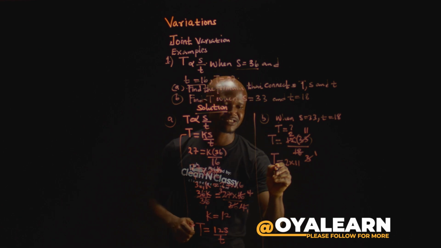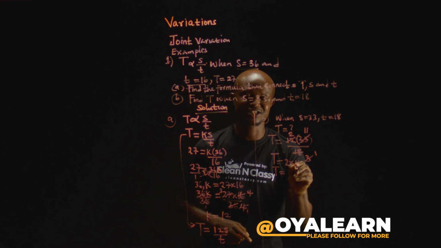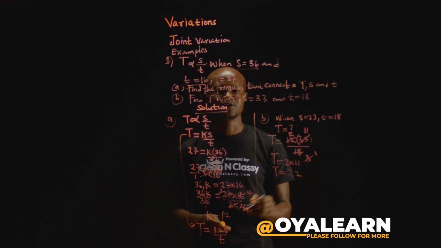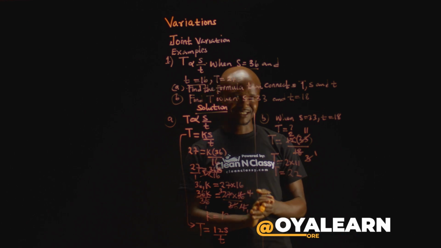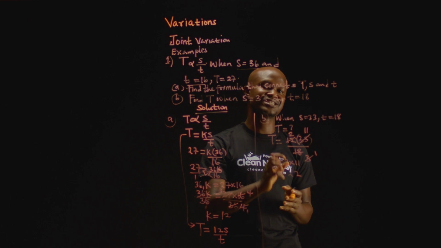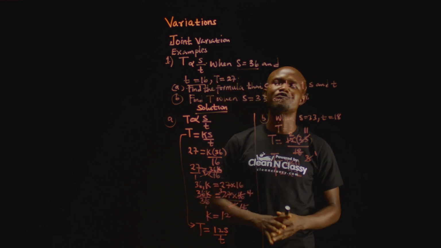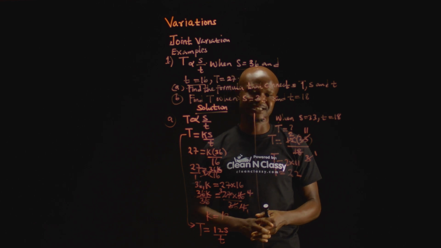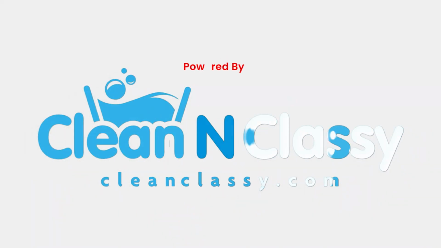So in this case, capital letter T equals 2 times 11, that is 22. So it means that when x equals 33 and small letter t equals 18, the value of big letter T is 22. That is the solution to the problem. Thank you.